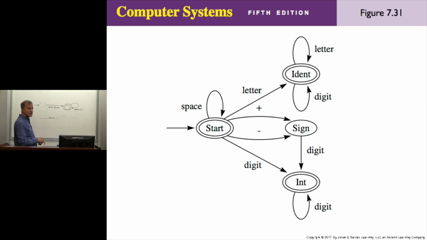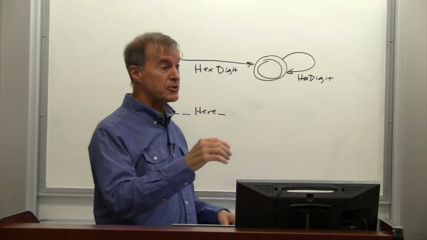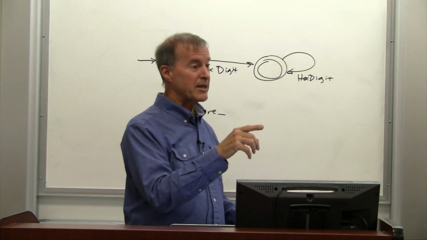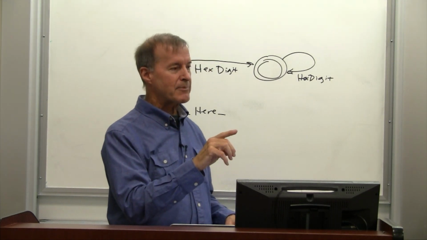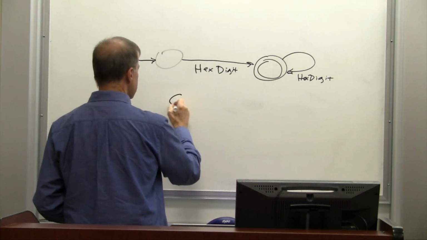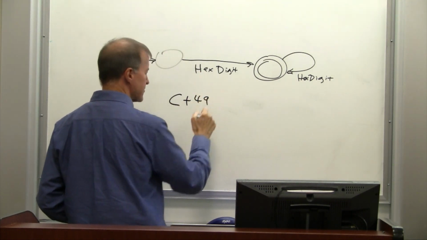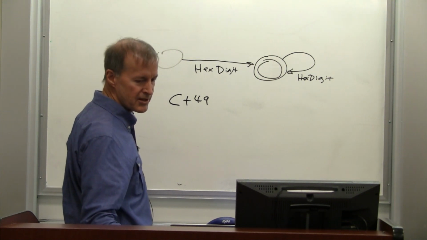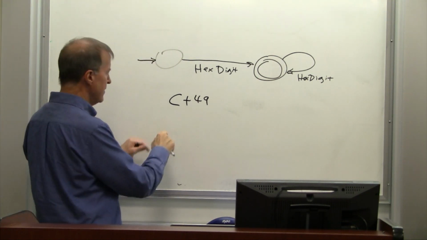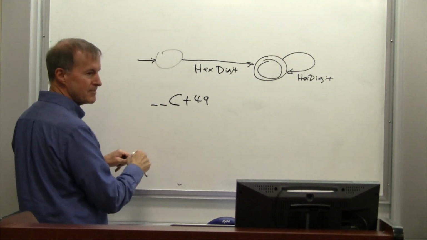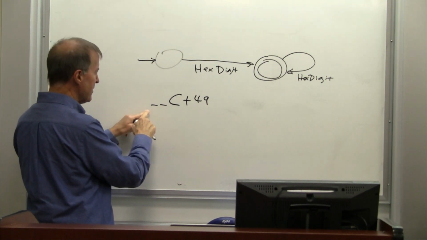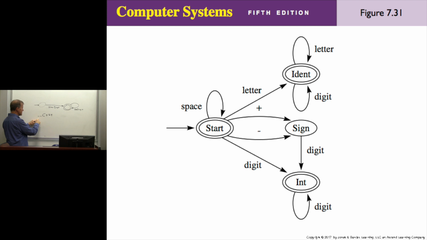Is everybody good? Yeah, question? That's a good question. Let's do the scenario here, C plus 49, and go back to our finite state machine. All right, let's do space, space. We start at the start, right? This space takes us to start. This space takes us to start. This C takes us to ident. We're in state ident.